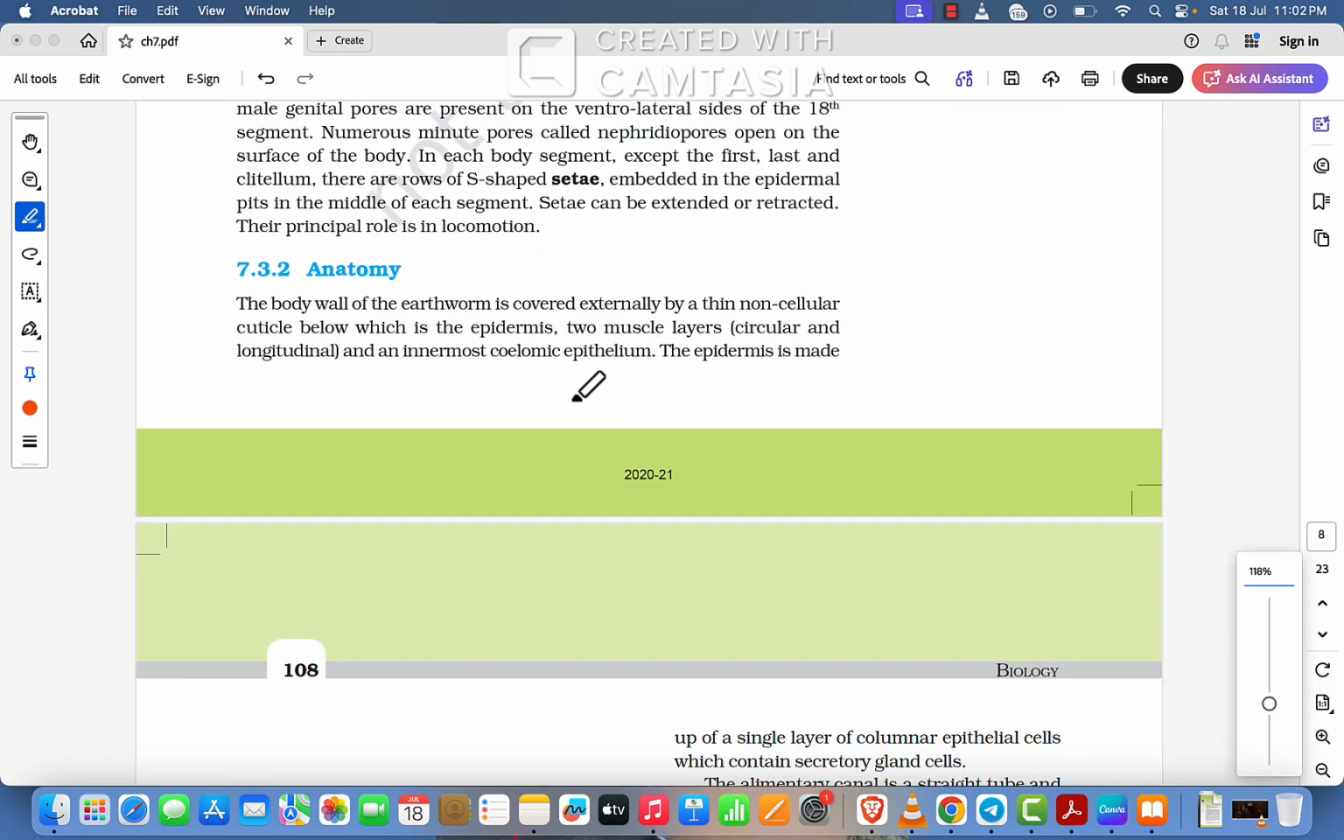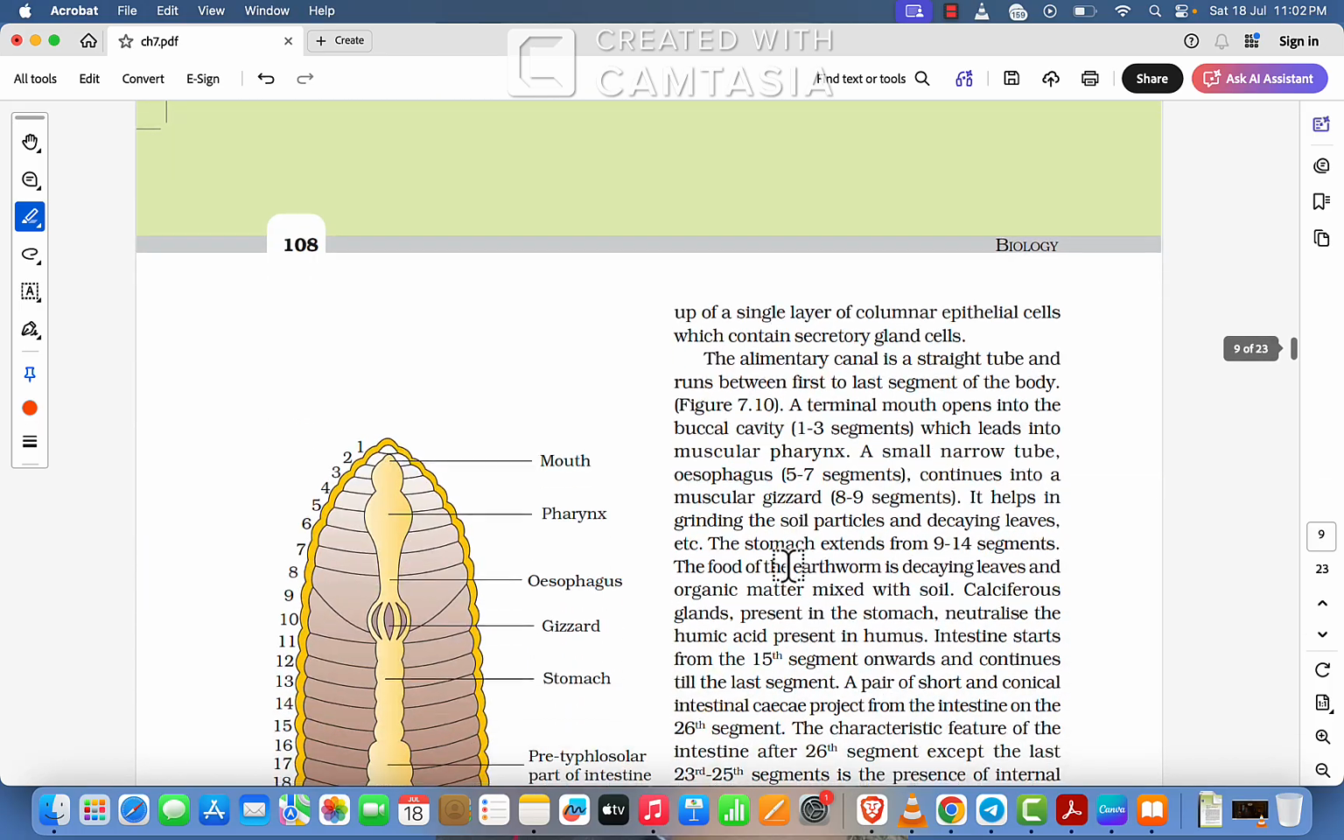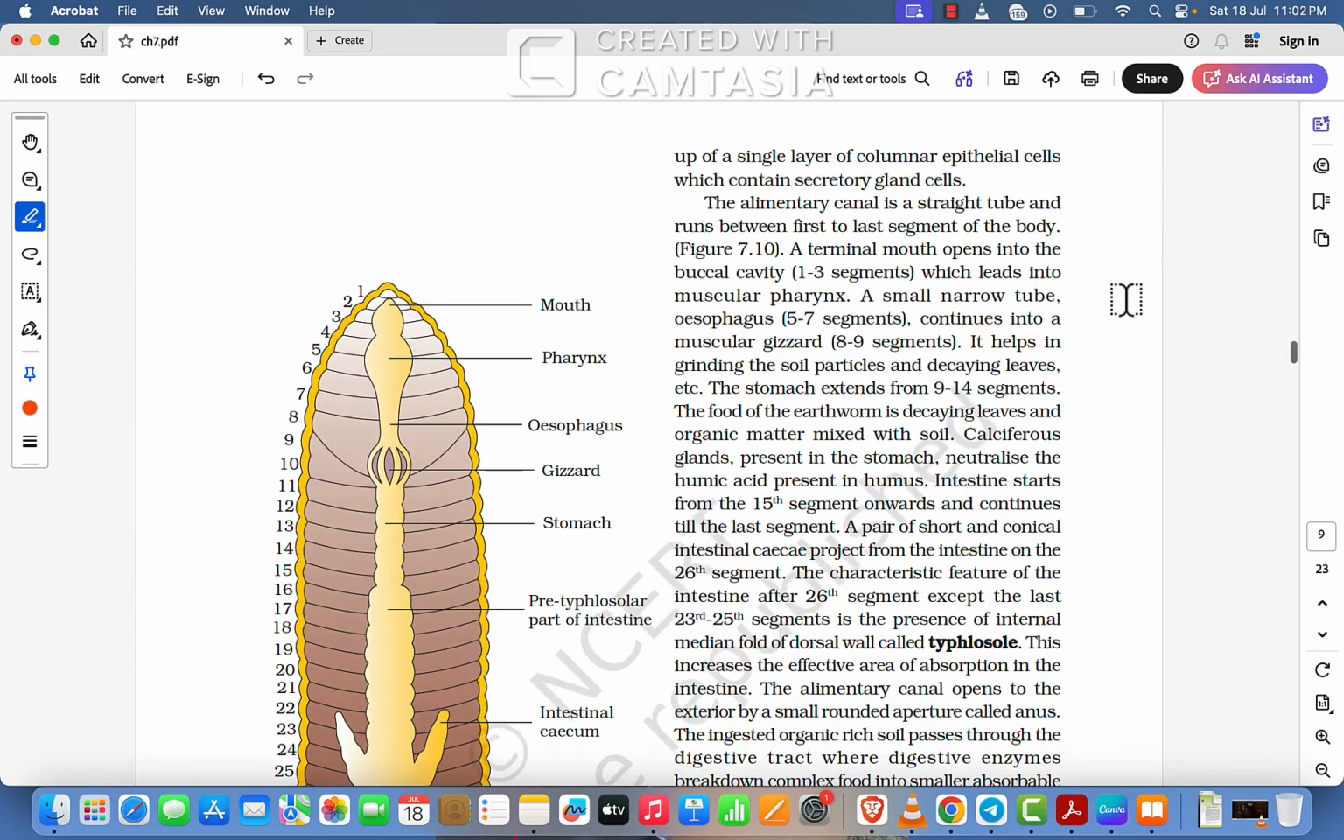Anatomy. The body wall of the earthworm is covered externally by a thin non-cellular cuticle, below which is the epidermis. Two muscle layers, circular and longitudinal, and the innermost columnar epithelium. The epidermis is made of a single layer of columnar epithelial cells which contain secretory gland cells. The alimentary canal is a straight tube and runs between the first and last segment of the body.